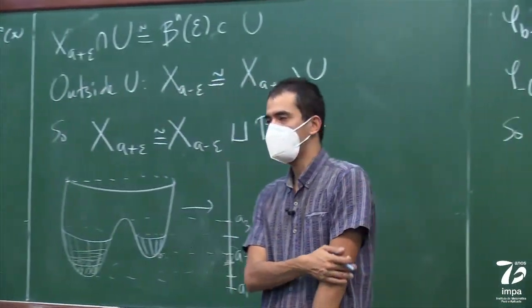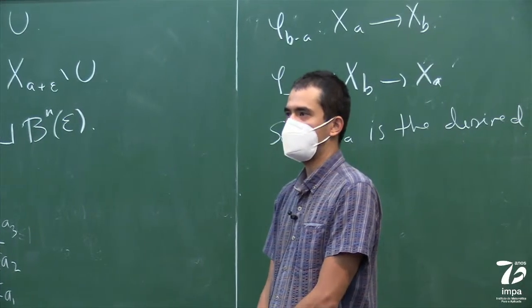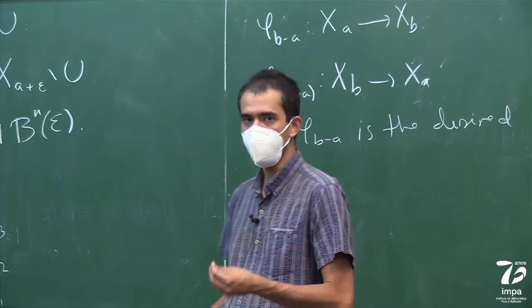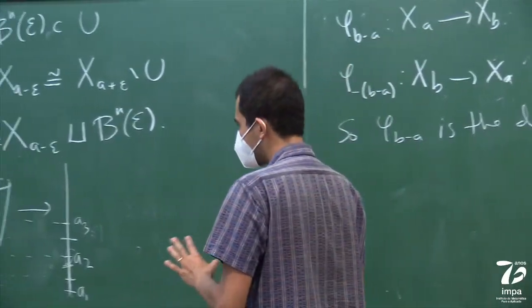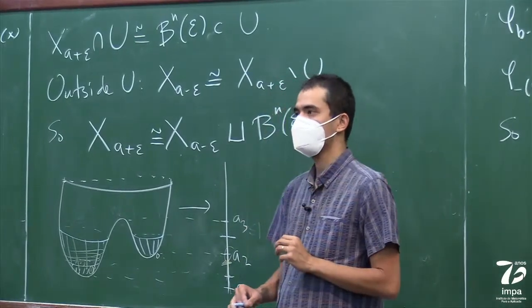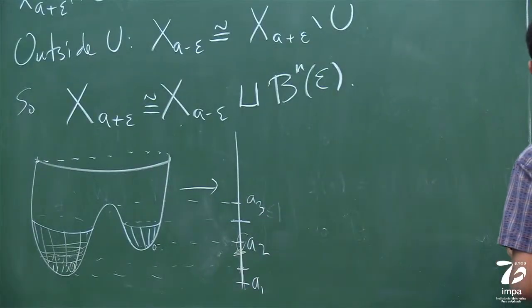So the number of connected components goes up every time you cross an index 0 critical point, or every time you cross a critical value corresponding to an index 0 critical point. Okay, so that's it. That's what happens. Well, that's the index 0 case. Okay, so let's see what happens when you cross higher indices.